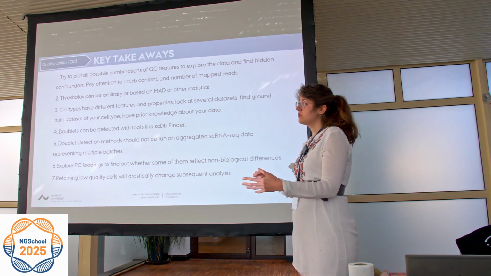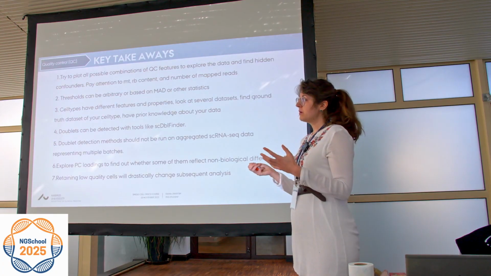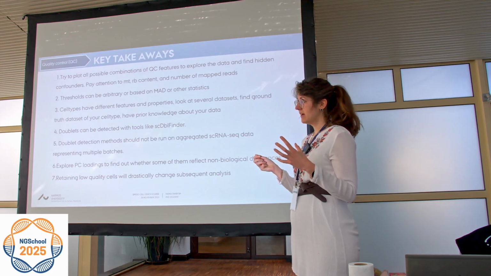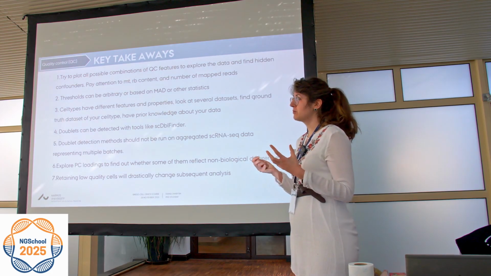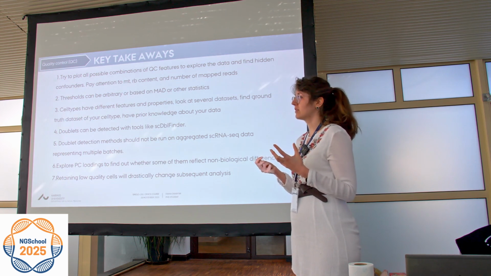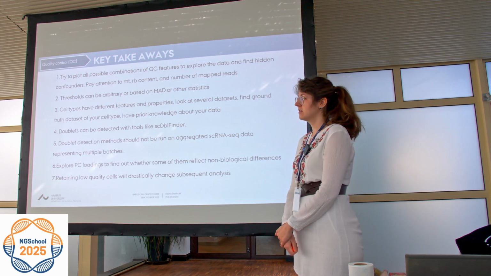MAD is trying to find outliers. And the problem with outliers is that if you have a bunch of bad cells in your sample, they won't be outliers. They will be a decent part of your sample, so you won't find them as outliers. Does it make sense? Yes.